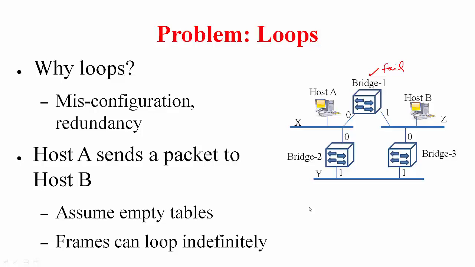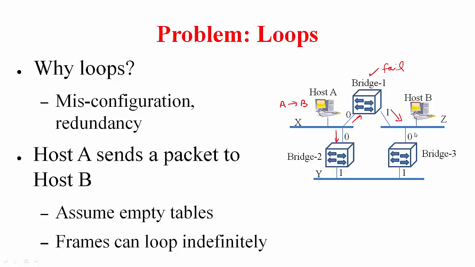Then what is the problem when such loops happen? Let's see through an example. Suppose host A sent a packet to host B. So this I'm representing like this. Now assume that these bridges have empty tables. They don't know where host B is. So this packet is received by bridge 1 as well as bridge 2. We'll focus on bridge 1 first. It came on this port, so it will send it out on the other port.